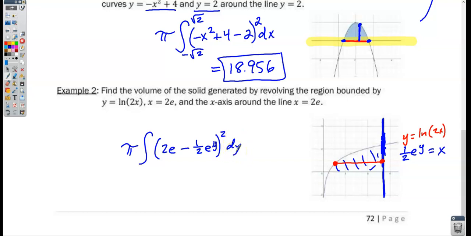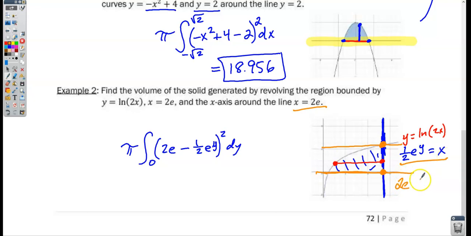And now I just need my limits of integration, which are going to be the y values at either end of this region. The y value here is 0, so that's not too bad. The y value up at the other end is where x equals 2e intersects x equals 1/2 e to the y. And so I could solve this by hand.